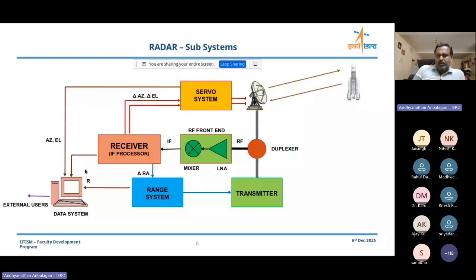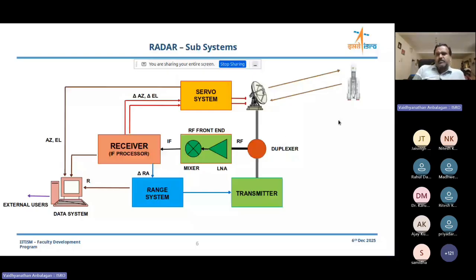When a target is being locked, the antenna and the other systems work together to continuously follow the target to get the target information in real time. So this is the overall block diagram of any radar system. But based on the application, as we have seen, the target differs.